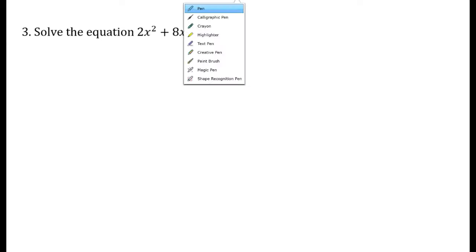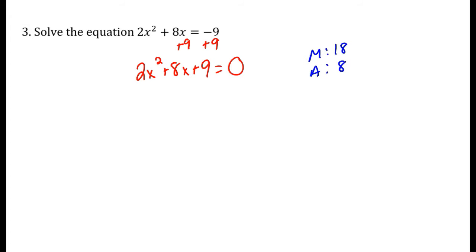Solve the equation here. Well, when we solve quadratic equations, we always set them equal to 0. 2x squared plus 8x plus 9 equals 0. So, I could try factoring this by asking myself, what multiplies to 18 that adds to 8? Is it 1 times 18? Is it 2 times 9? 3 times 6? I'm out of options. So, let's apply the quadratic formula.